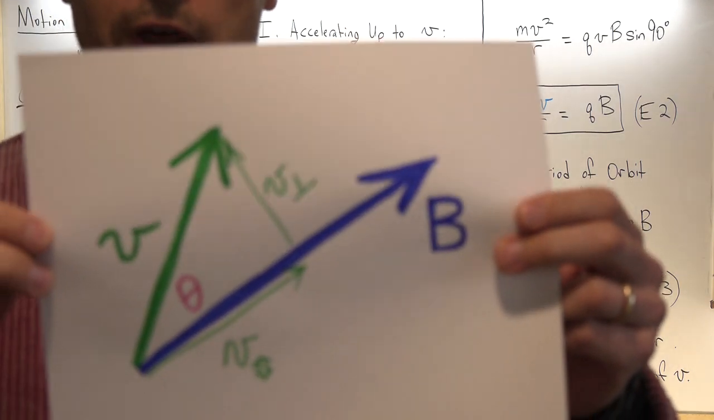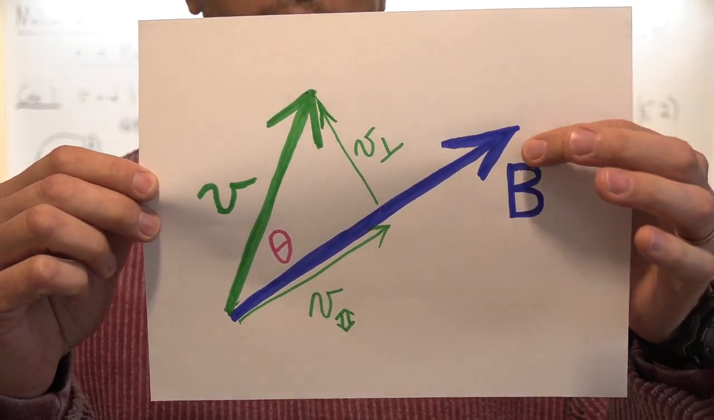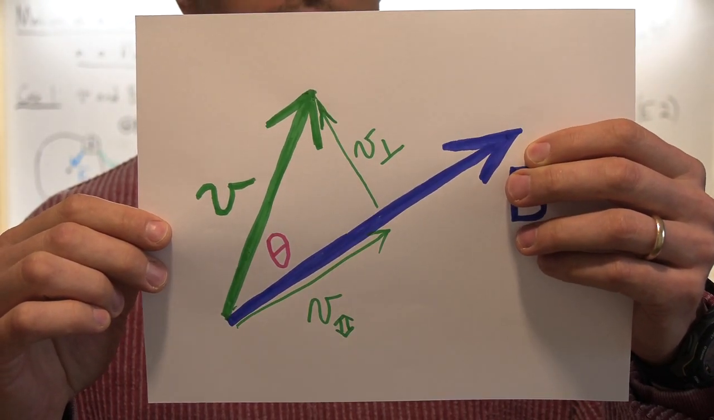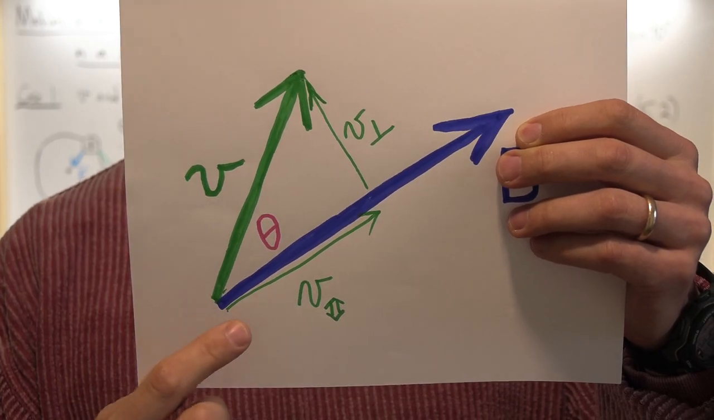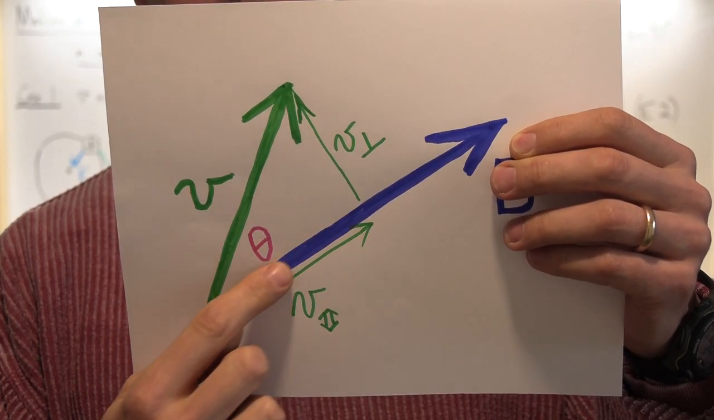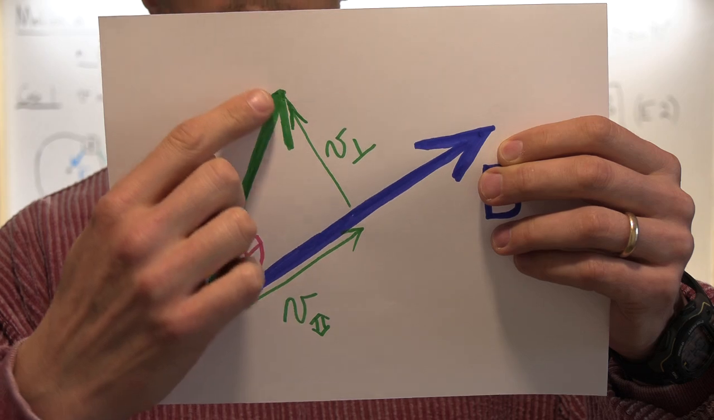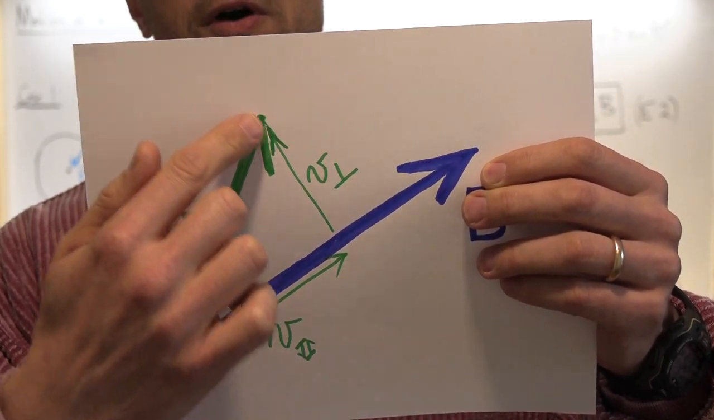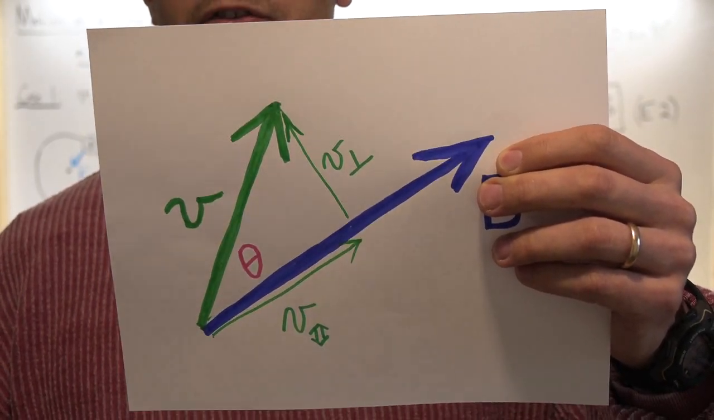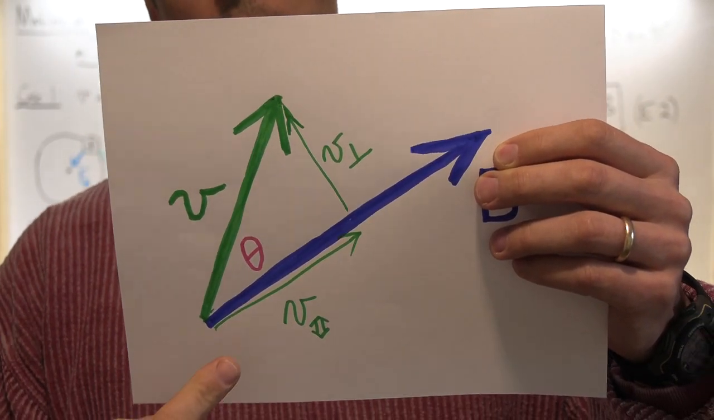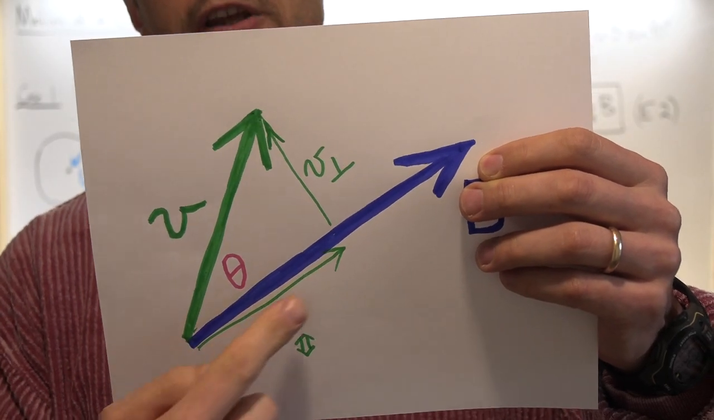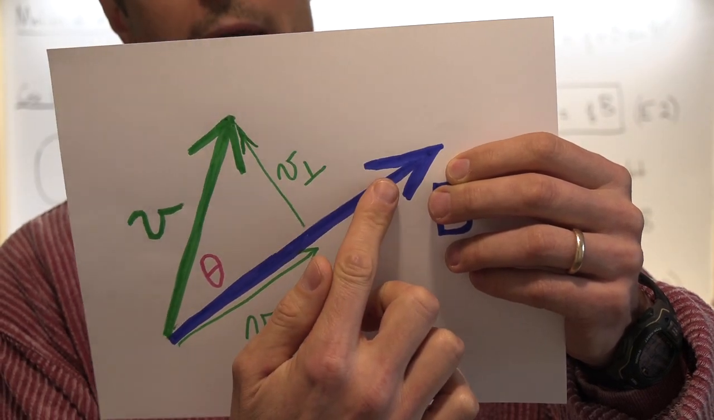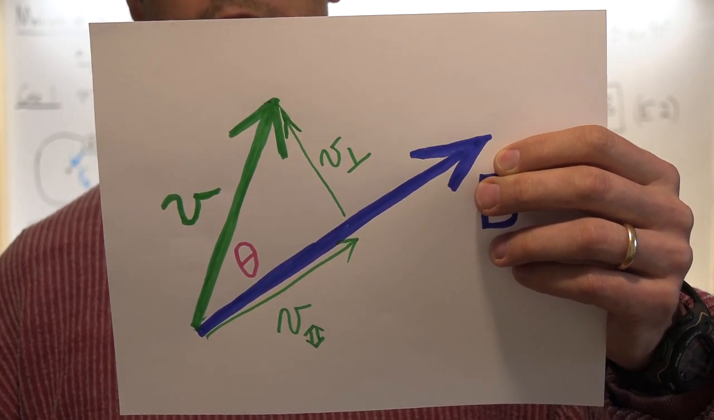Suppose I have a magnetic field like this blue arrow and the velocity like this. Notice they're not 90 degrees and they're not zero, somewhere in between. We could think of this velocity as having two components, one that's parallel to the magnetic field and one that's perpendicular to the magnetic field. If you do QVB sine theta with this component, that creates circular motion as we just discussed.